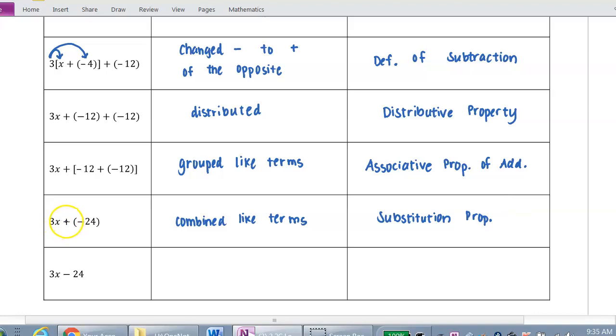And they actually did one more thing. Notice that instead of plus a -24, they've gone back to subtraction. And we typically go from subtraction to addition of the opposite, but going from addition of a -24 to subtracting 24 is also the definition of subtraction. So I'm going to note here that they changed addition to subtraction, and it's the definition of subtraction that allows us to go back and forth between the 2 operations. And so we've used that property 2 times in this expression.